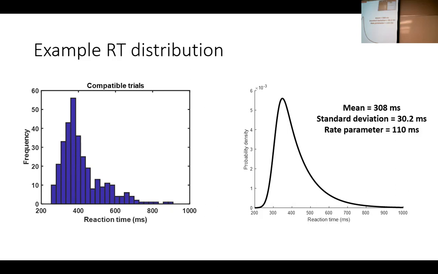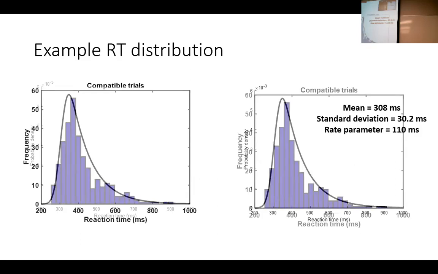To nicely show that this fits these data, we can plot them on top of each other. You can see it looks pretty good, right? MATLAB uses some fancy math to create an ex-Gaussian distribution function with the 3 parameters that fit the histogram of the data that you give it.